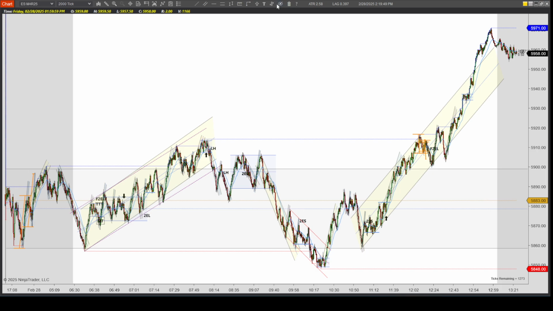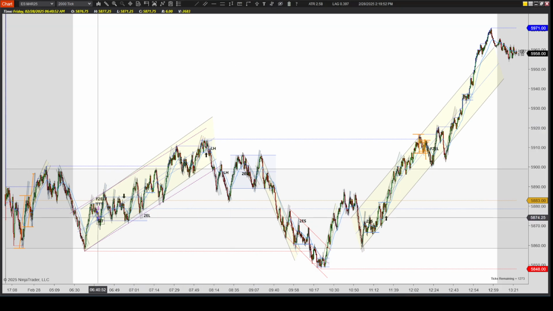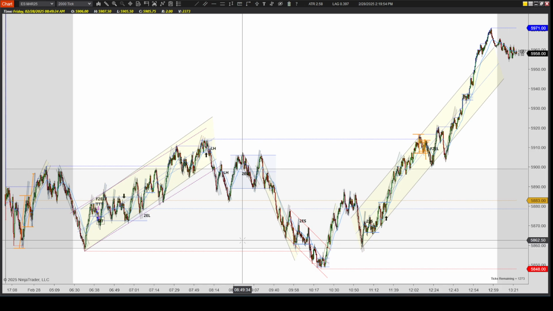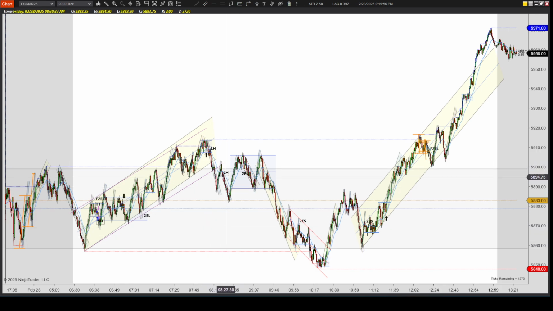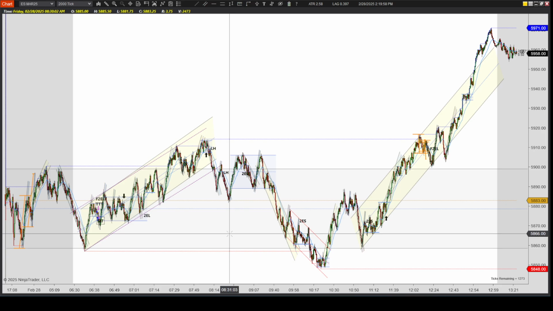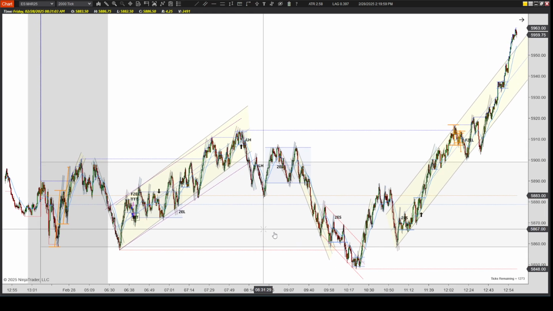So I took one trade. It's right there. Unfortunately, it was a loss. But I did find a few other trades, though there weren't too many that I particularly liked. So I'm going to get into the trades right now.